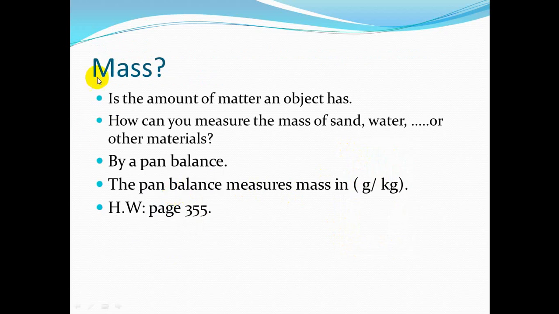Now, to sum up our lesson, we have to memorize that mass is the amount of matter that an object has. How can we measure the mass of sand, water, or other materials? By using a pan balance. The pan balance measures mass in gram or kilogram. And again, your homework, page 355: you have to use math to measure the mass of the contents of liquids.